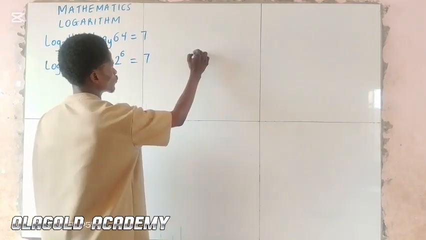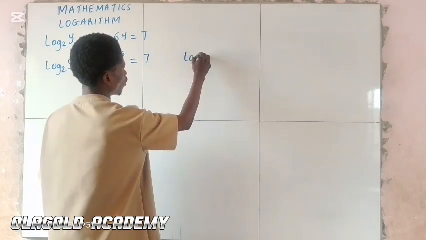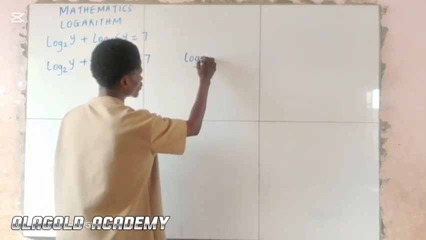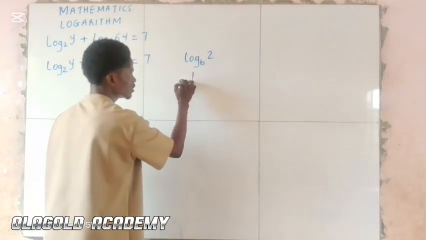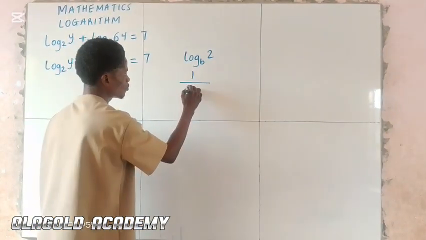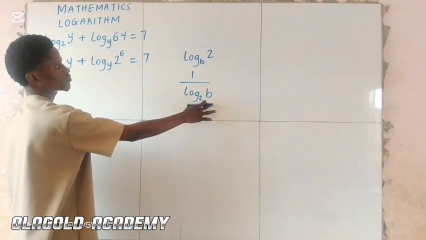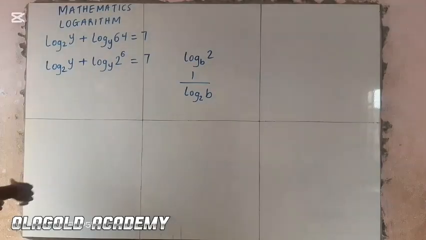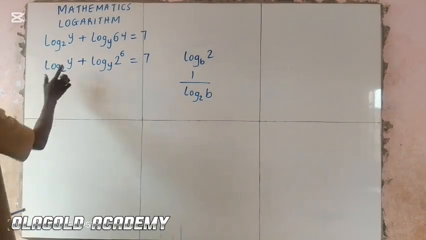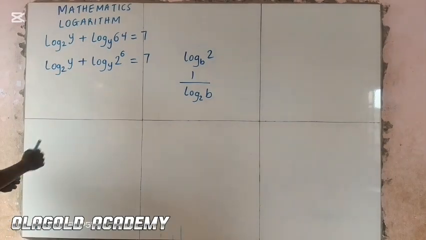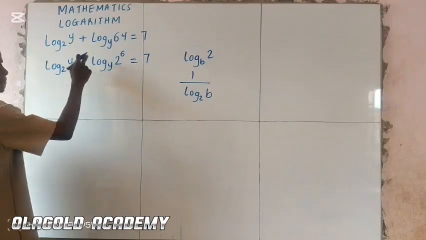For example, if we have log b of 2, we can make the inverse to now become log 2 of b. So if I'm able to do this, I can make these two to be the same thing. Alright, continuation. After that, I'm going to bring this c to the back here.